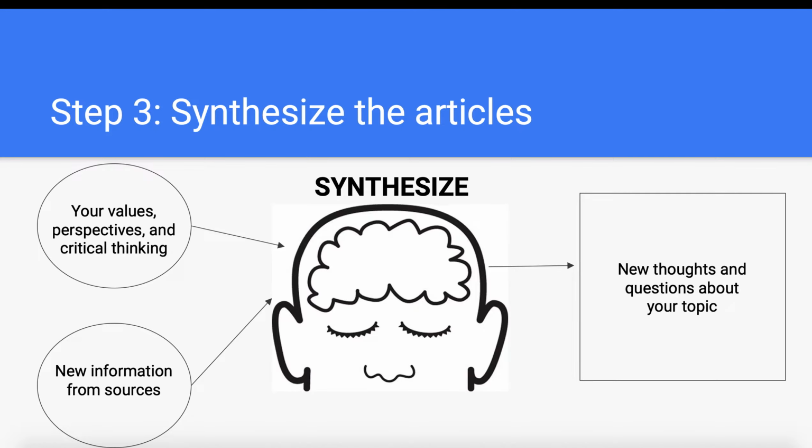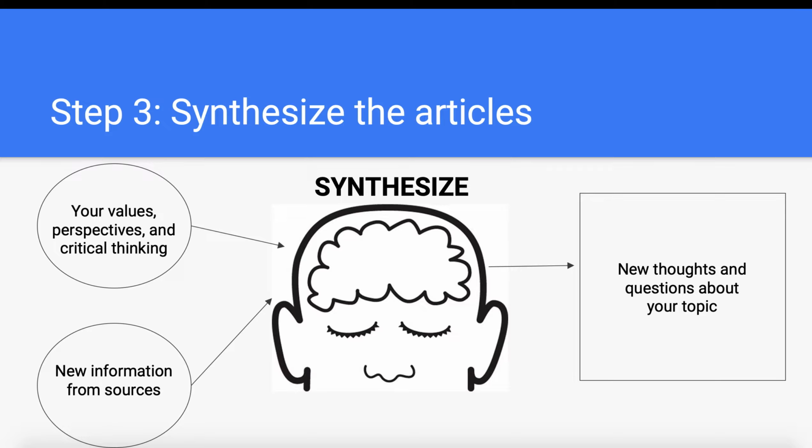Then we're going to move into the synthesis paragraph, right? So to synthesize, what does that mean? Well, particularly this little diagram should help you think about it. You see the person thinking: your values, perspectives, and critical thinking. So what you're bringing to the table when you read these articles and when you're trying to solve an issue. Then you have the new information from the sources that you just read. You're trying to take all that into your brain and you're going to synthesize, right? So this person's synthesizing. You're taking these two groups of thought and you're going to create new thoughts and questions about your topic, right? So this is the goal of this essay.